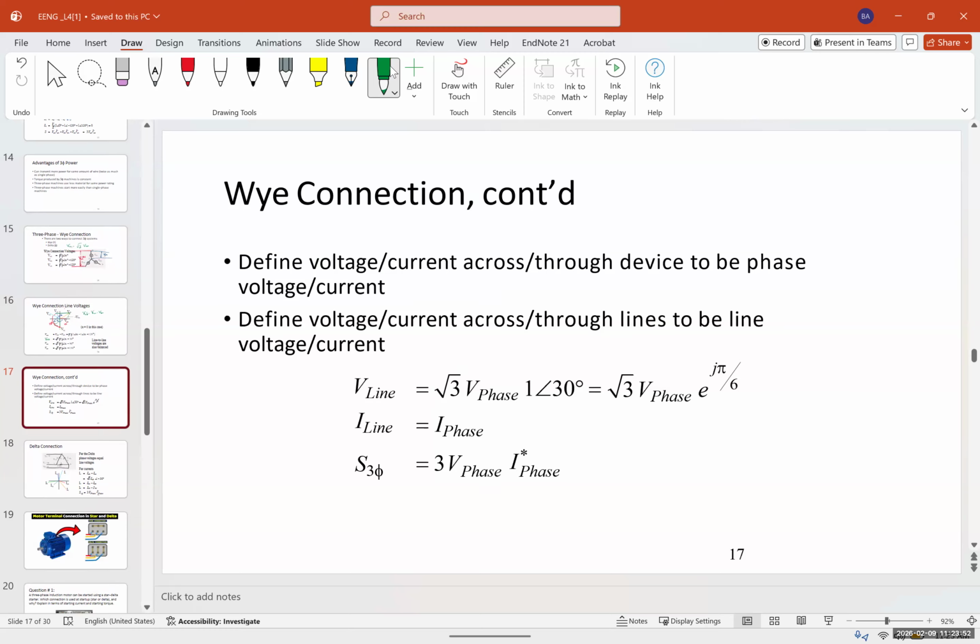Now, we define the voltage or current across a device to be a phase voltage or current, and the voltage or current across or through lines to be the line voltage or current. Now, V line, as mentioned, is going to be square root of 3 times V phase with a degree of 30 degrees. But in a star connection, I line is equal to I phase. And the apparent power of three phase is 3 times V phase times I conjugate of phase.